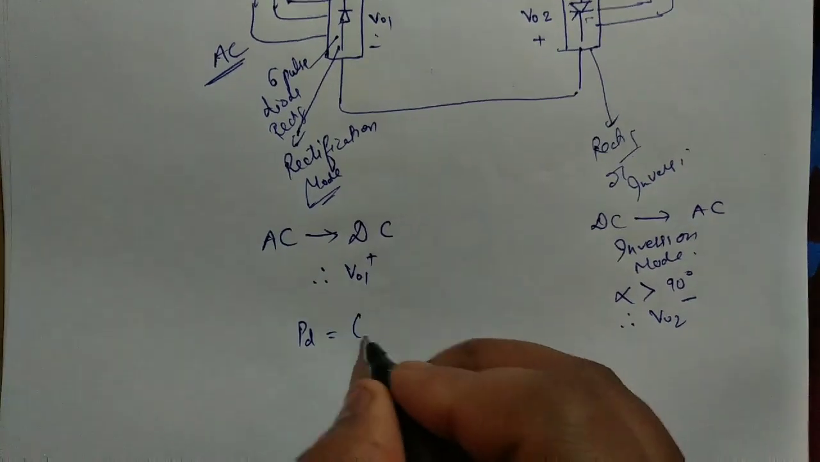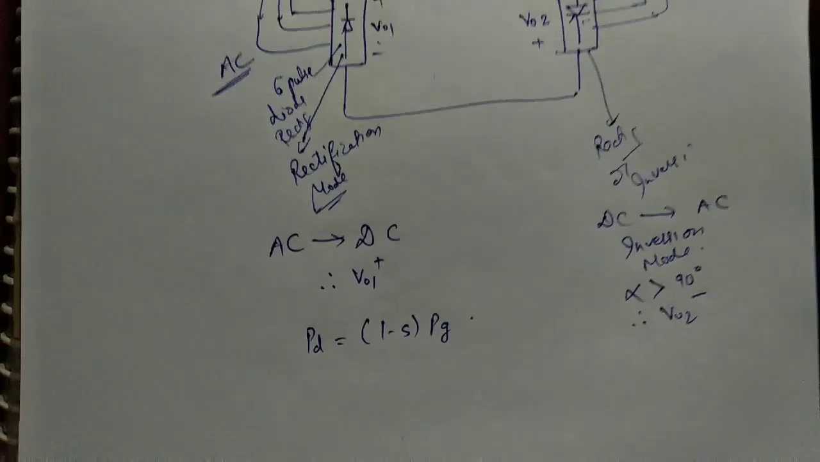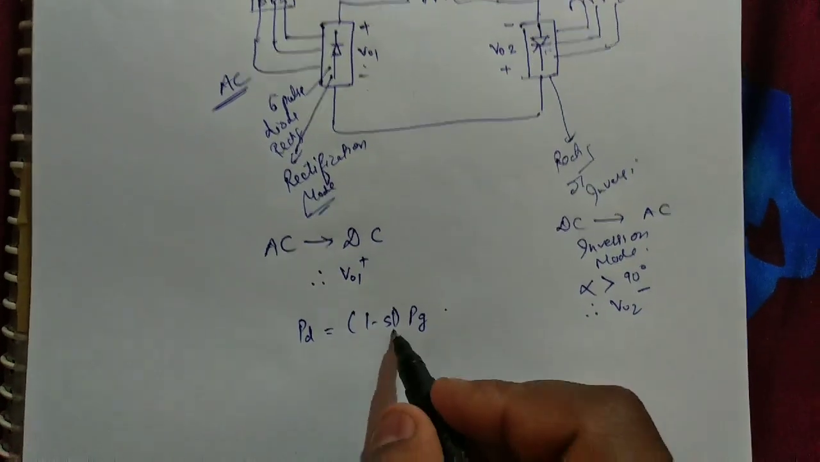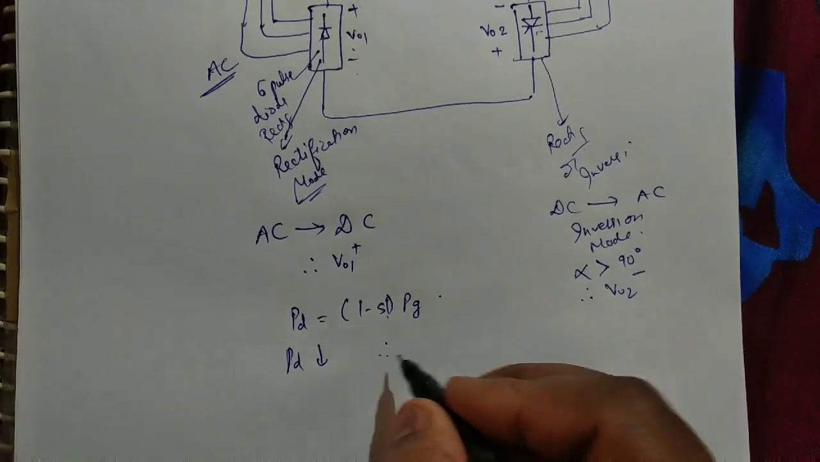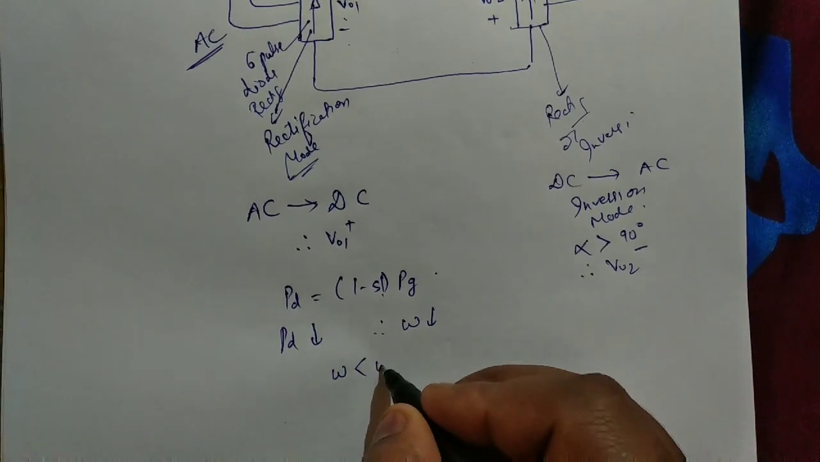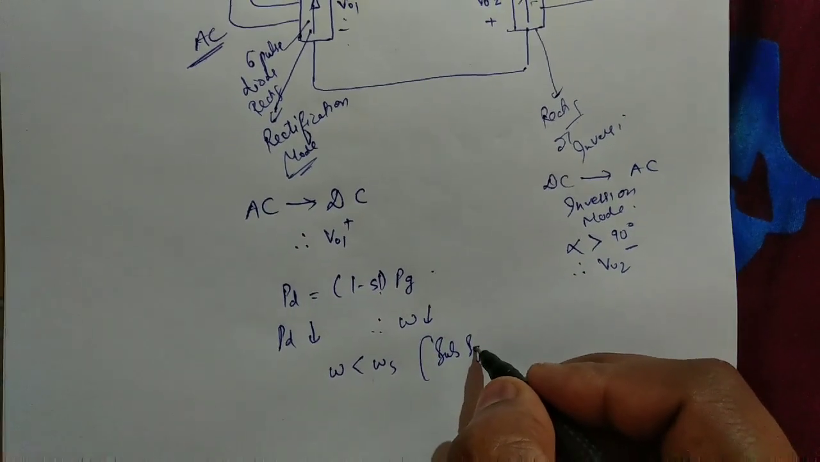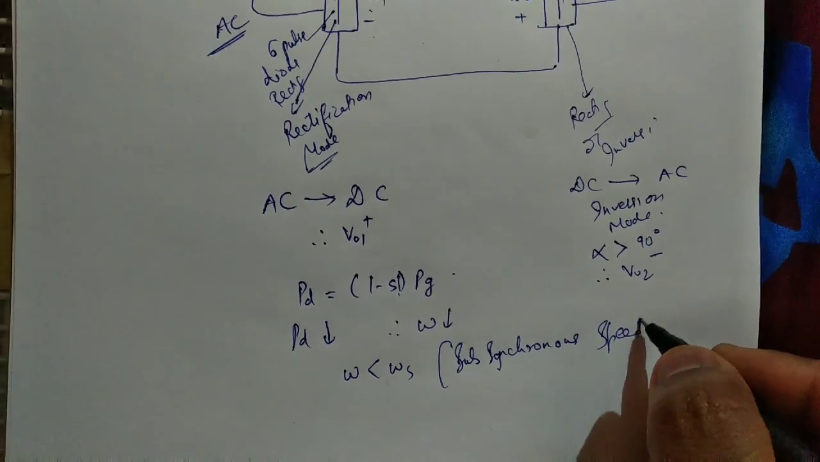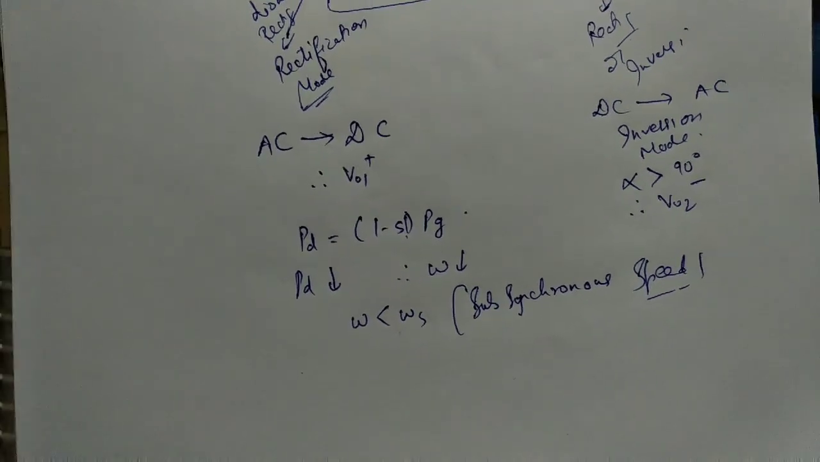PD is equal to what? 1 minus s into PG. So if the current increases, slip increases, and if slip increases, PD decreases, and if PD decreases, speed decreases. So this method is used for subsynchronous speed. So Kramer's drive is used for subsynchronous speed only.